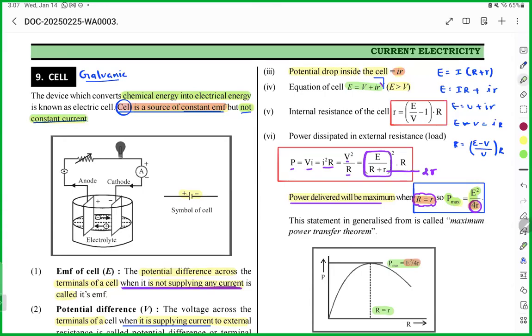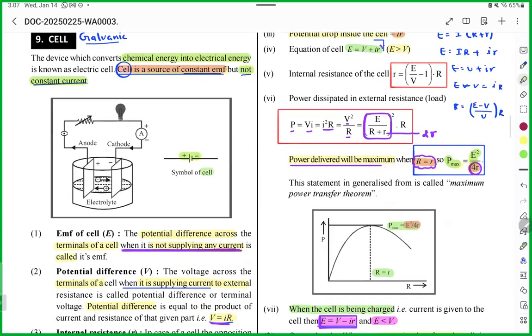Okay. This is the symbol of the cell. So what is EMF? It is the potential difference when it is not supplying current. It means maximum potential difference. This point is important. Potential difference across the terminal when it is not passing current. So then what is potential difference? It is the same voltage across the terminal, but in this case, when it is supplying current.